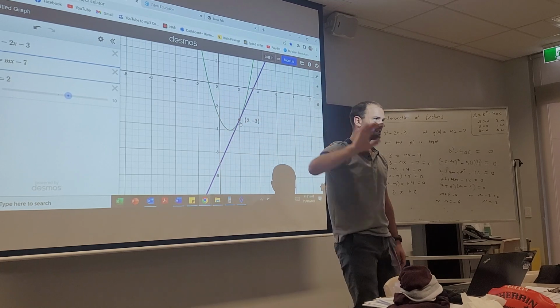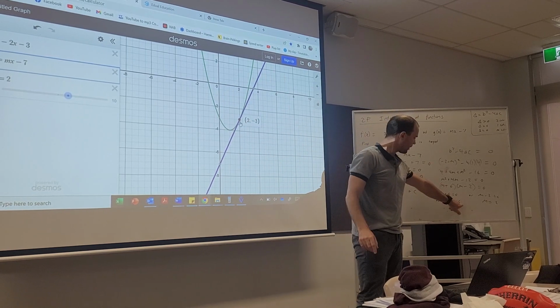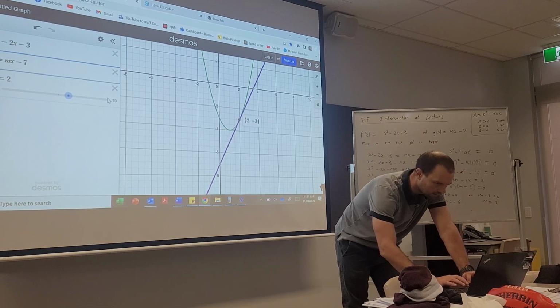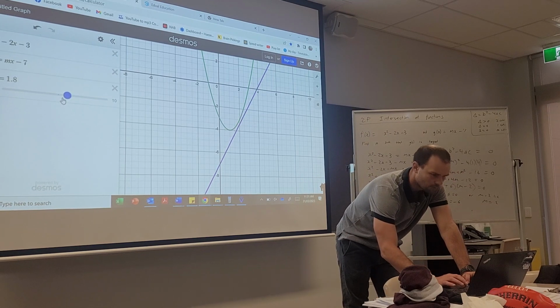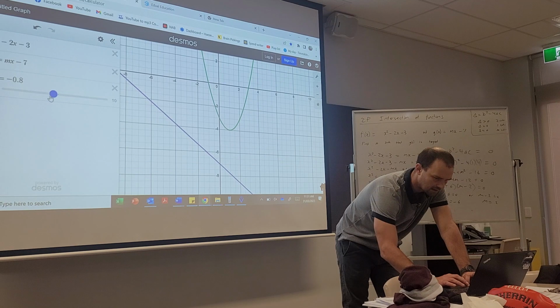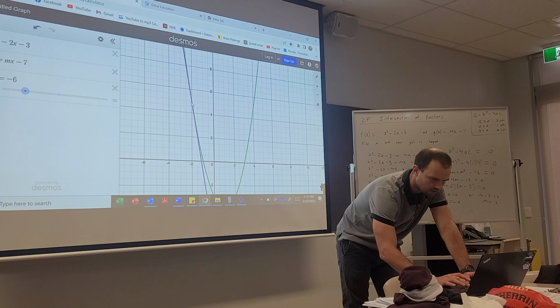All right, but we said there's another value of m as well, minus 6. So I can slide it. All right, you can see, remember what is m for the line but the slope? Minus 6. It's going to be there somewhere. All right, tangent up here, touching, where's it touching? There.